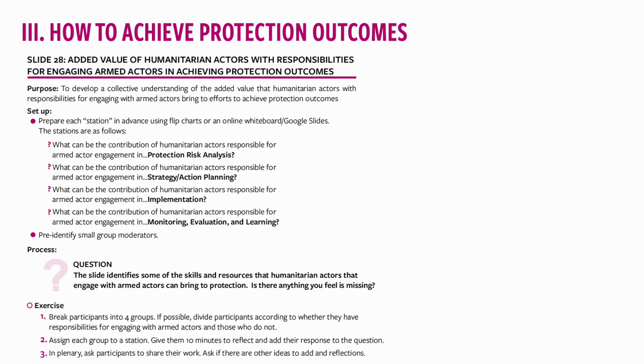The purpose of this slide is for participants to come together and think about the added value in terms of skills, experience, and network humanitarians engaging with armed actors can bring to achieving protection outcomes. While the slide gives some general ideas, the exercise explores it according to each stage in the protection outcome process: protection risk analysis, strategy, action planning, implementation, and monitoring, evaluation, and learning. If in person, this can be organized as an around-the-world activity, where all small groups cycle through all stations, although time should be adjusted accordingly.